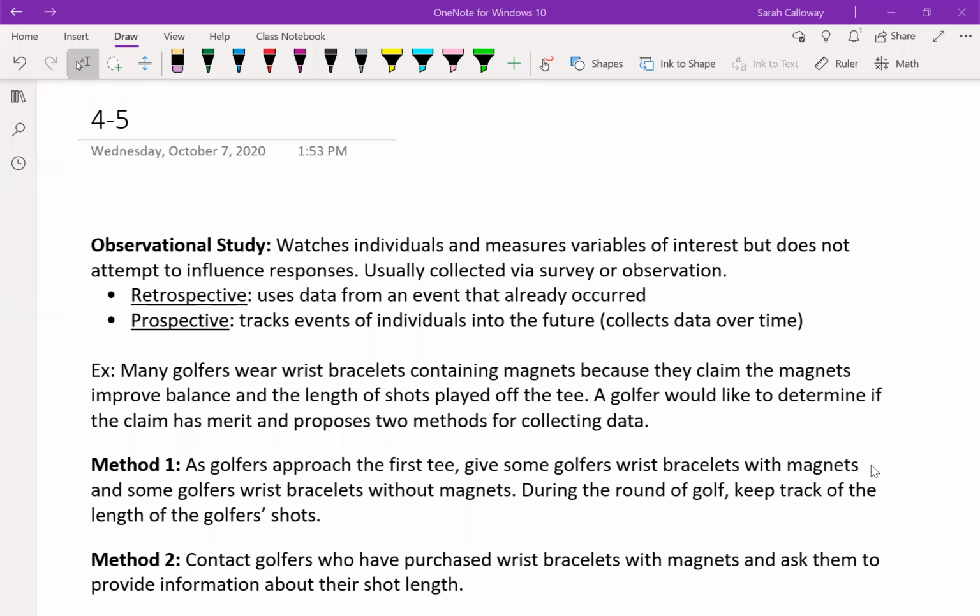This video is going to go over section 4.5, which is titled Observational Studies and Experiments. So we're going to go through the definition of both of those and some of the properties, and then examples where we're kind of classifying between the two.